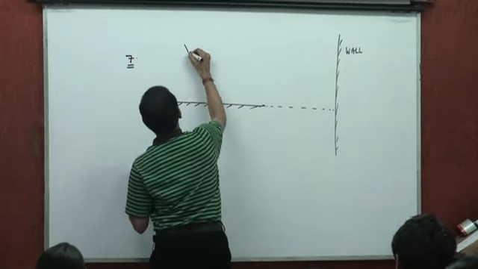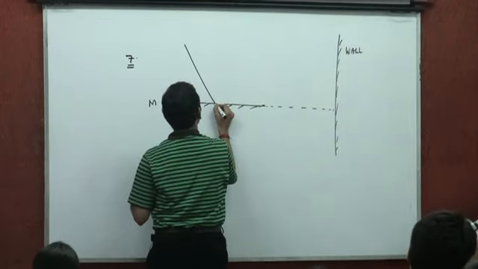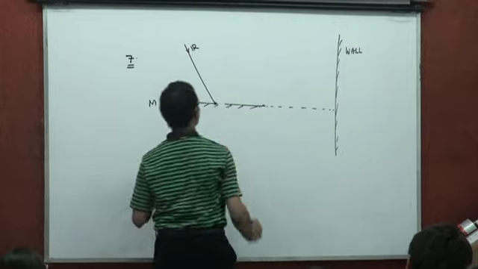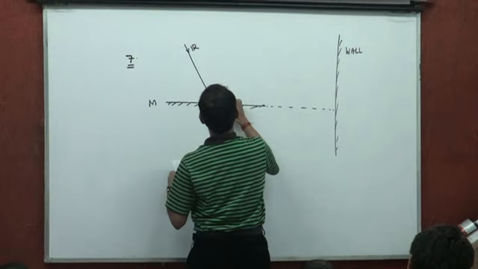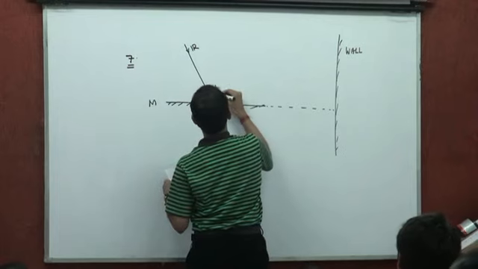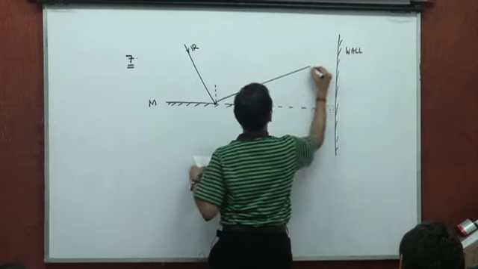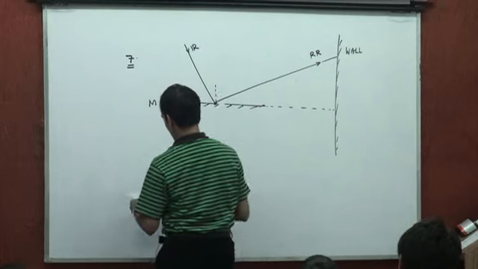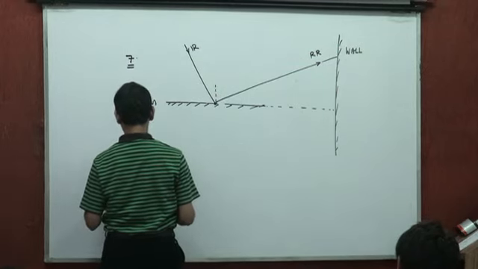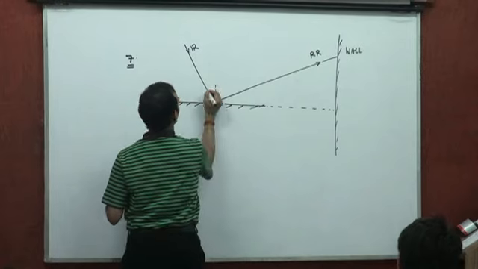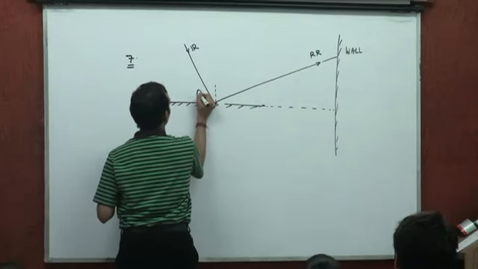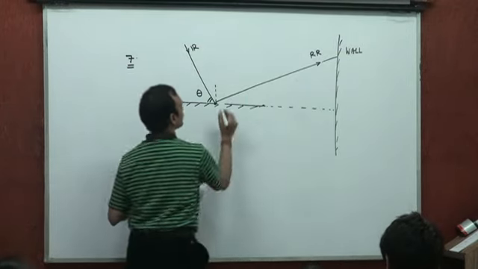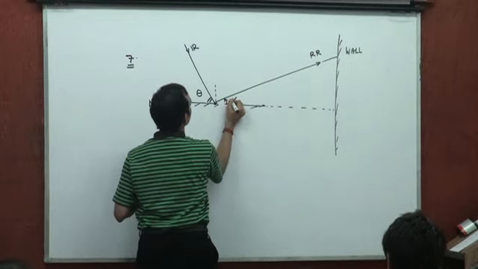This is an incident ray. This is the reflected ray. Let's say this angle is theta, and let's say this angle is alpha.